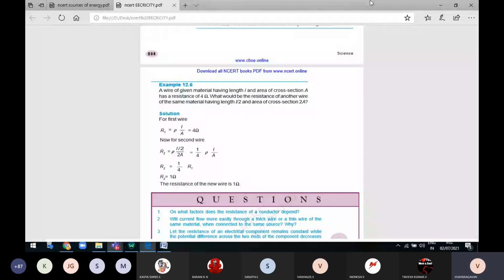So for the first wire, according to the formula, R is equal to rho into L/A. Yes, sir. So rho into L/A is equal to R1, which is given as 4 ohms. This is for the first wire: rho into L/A is equal to 4 ohms. This is the answer for the first question.